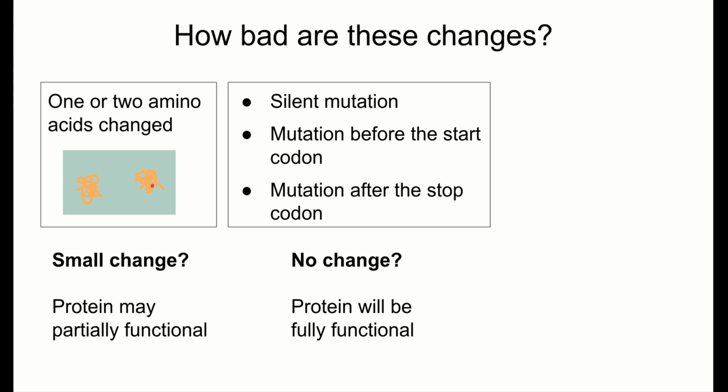No change would result from a silent mutation where we've got a change in the DNA that doesn't change the final amino acid sequence. It would also result from a mutation before the start codon or a mutation after the stop codon. If it's outside of where we're translating, it's not going to be a big deal.